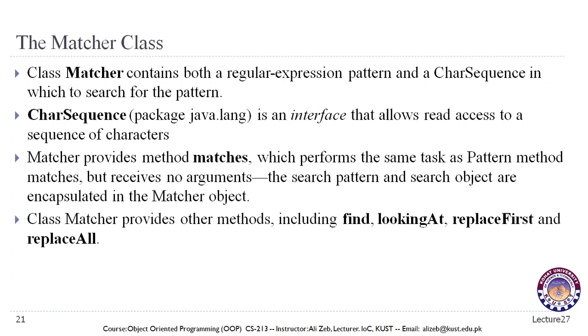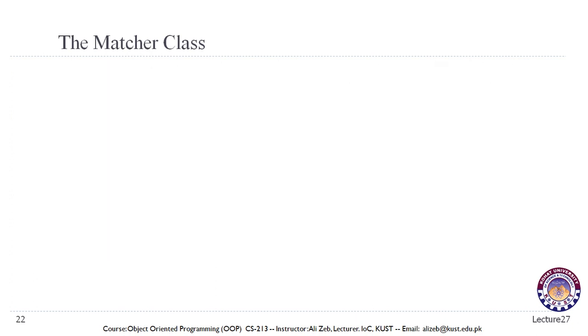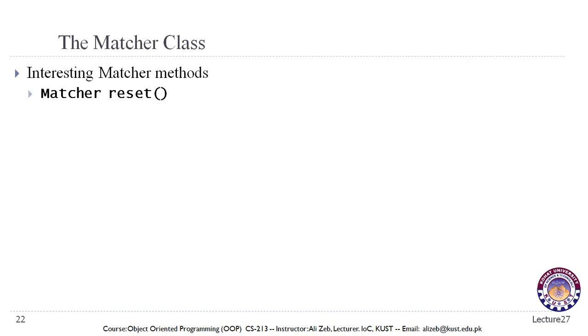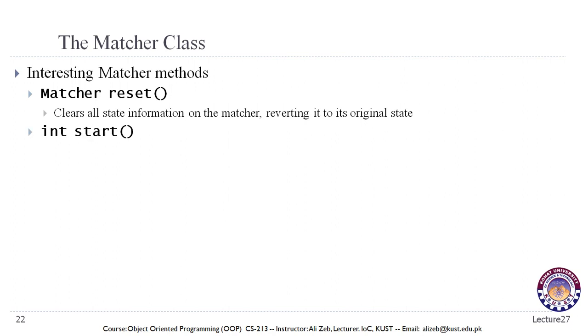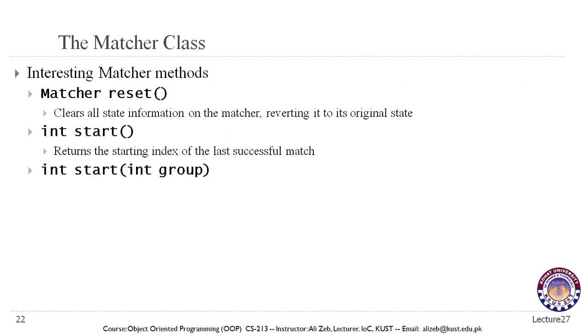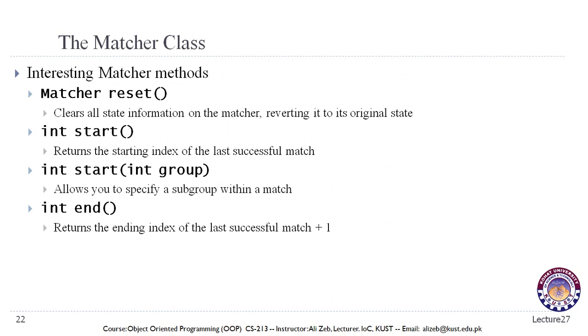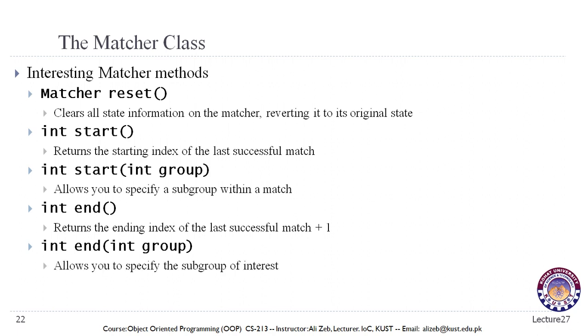Class Matcher provides other methods as well, including find, lookingAt, replaceFirst, and replaceAll. Class Matcher has other interesting methods as well. For example, method reset clears all state information on the Matcher, reverting it to its original state. Integer start returns the starting index of the last successful match. Integer start with a group allows you to specify a subgroup within a match. Integer end returns the ending index of the last successful match plus 1. Integer end with a group allows you to specify the subgroup of interest.